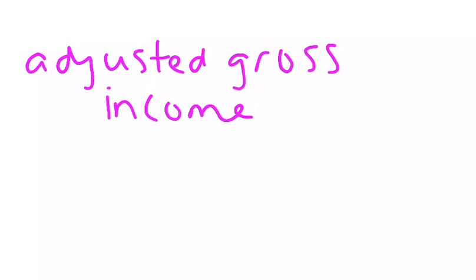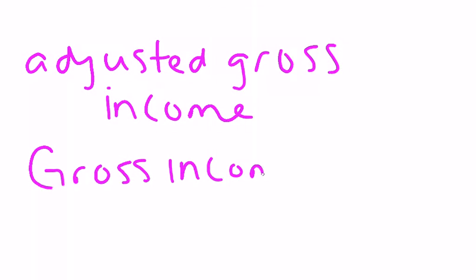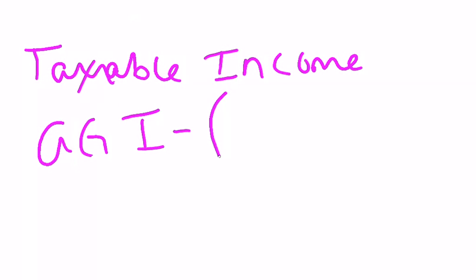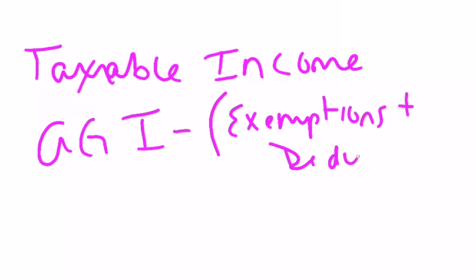An adjusted gross income is going to be the gross income minus any adjustments. Taxable income, so once we find the adjusted gross income, the taxable income comes from taking that adjusted gross income, or AGI, and we subtract any exemptions plus deductions.